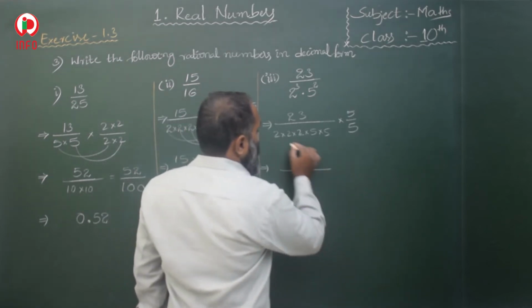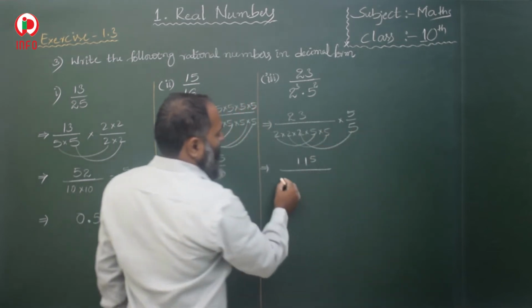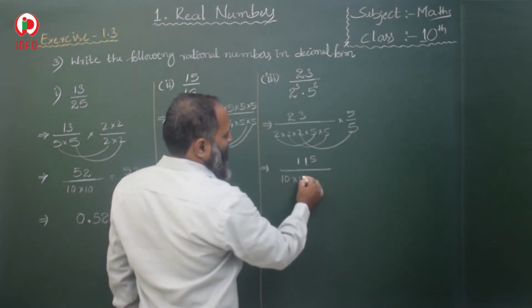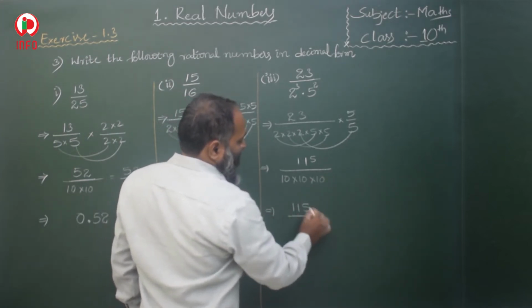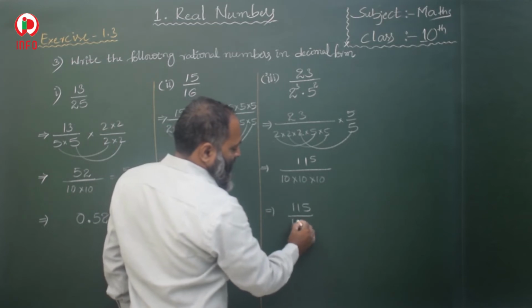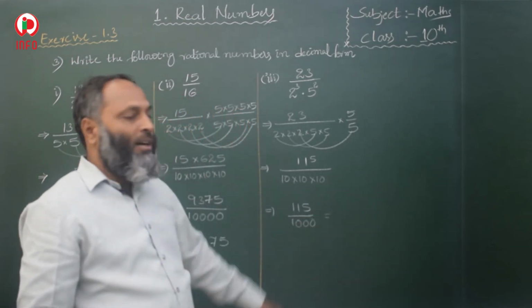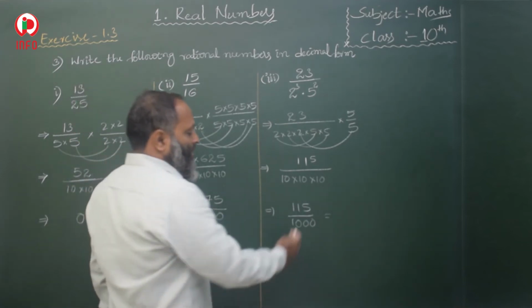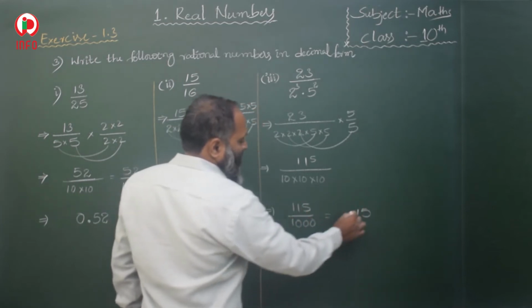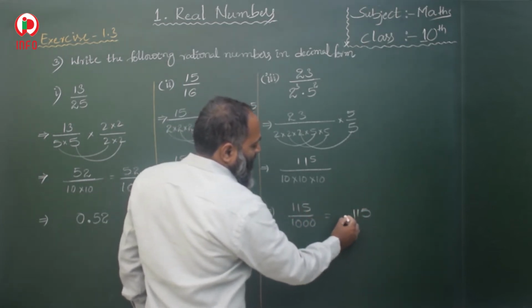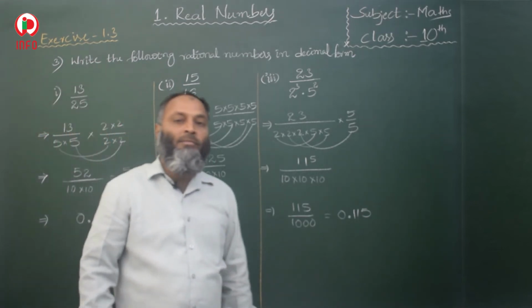115 by 2 5's are 10, 2 5's are 10, 2 5's are 10. That is 3 tens, 10 into 10 into 10. So 115 by 10 tens are 100, 100 tens are 1000. So here 1000 is there. So after 3 digits we keep a decimal. First digit is 5, second digit is 1 and the third digit is 1. After 3 digits we keep a decimal and 0. So 0.115. Okay.